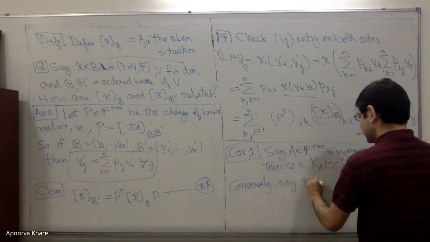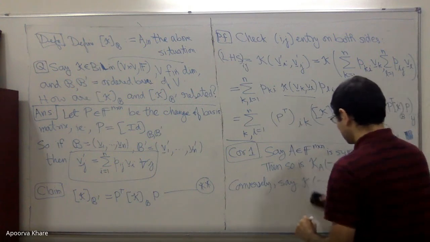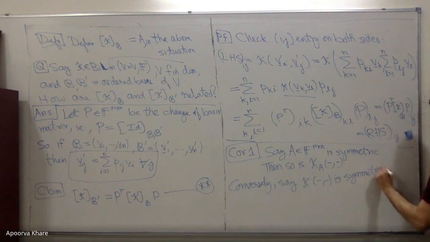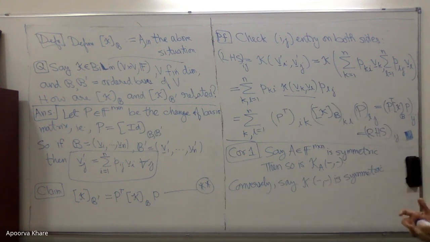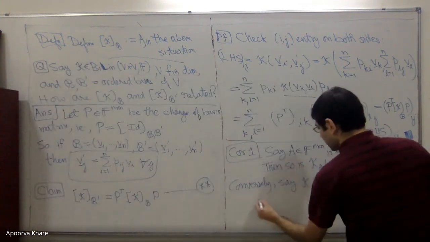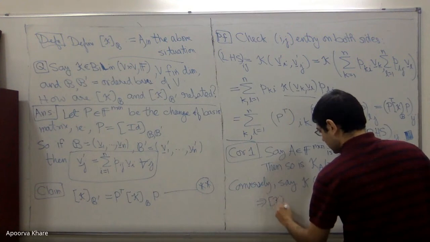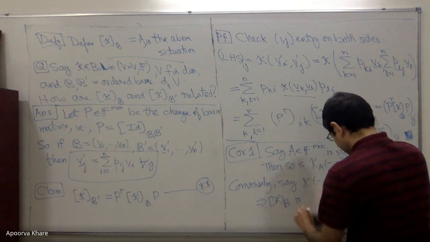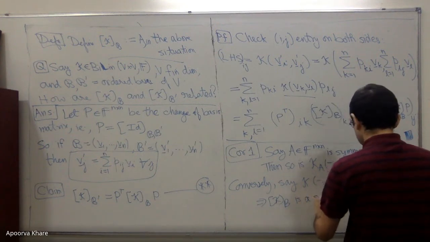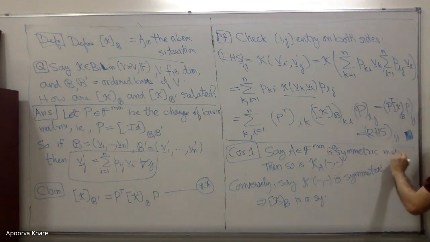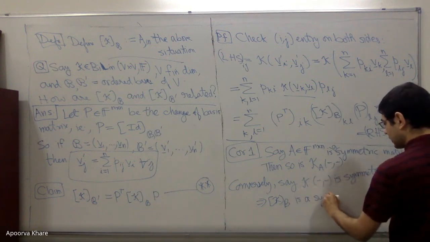Now conversely, say kappa is symmetric. So kappa is symmetric, there is no A. Then no matter which ordered basis you choose, you always get a symmetric matrix. Kappa B is a symmetric matrix. Then the form is symmetric, and conversely, if the form is symmetric, this is a symmetric matrix.